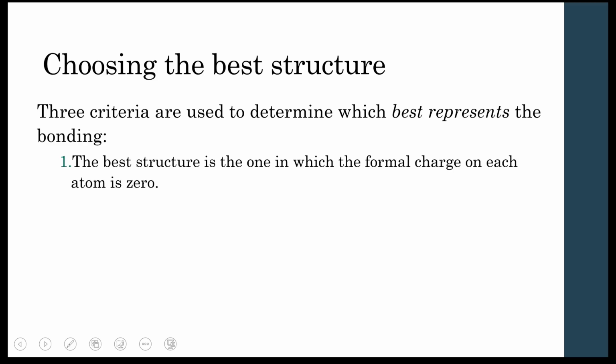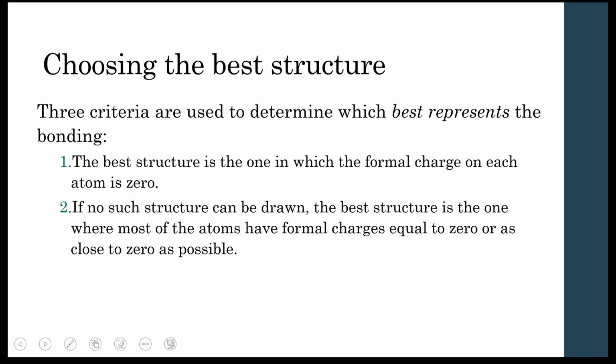So the first one is the best structure is the one in which the formal charge on each of the atoms is 0. So if we had a case where formal charge on all of the atoms was 0, that would be the best structure. We've got a couple zeros in our example, but not all of them are 0. So we need to kind of keep going here.